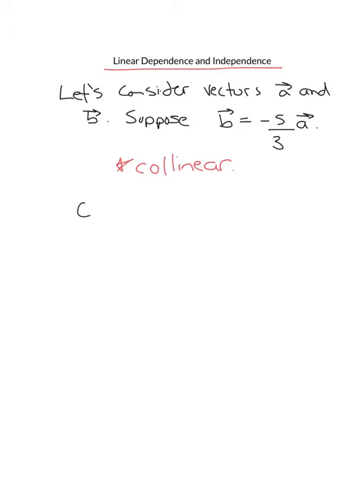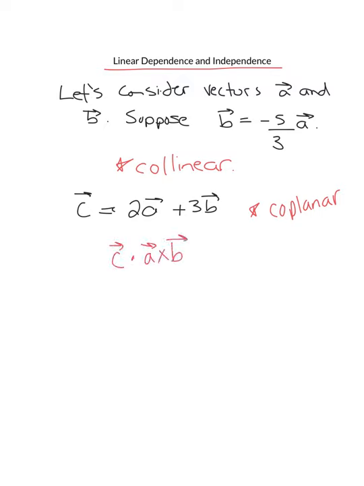So now if I were to introduce a third vector, vector C is equal to 2 times vector A plus 3 times vector B. So vector C is a linear combination of vectors A and B. Since this is just a linear combination, I know that these are also coplanar. And if I were to do that test from earlier, so C dot A cross B or any combination of those, that would also equal 0.